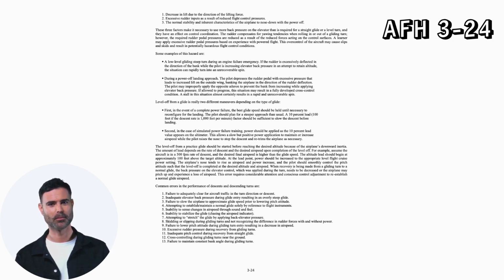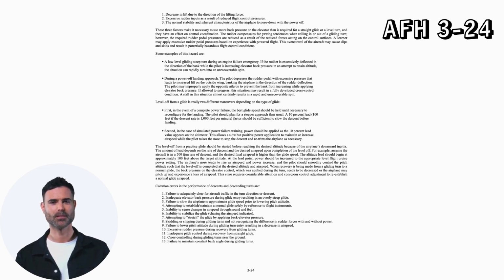When recovery is being made from a gliding turn to a normal glide, the back pressure on the elevator control, which was applied during the turn, needs to be decreased, or the airplane may pitch up and experience a loss of airspeed. This error requires considerable attention and conscious control adjustment to re-establish a normal glide airspeed.